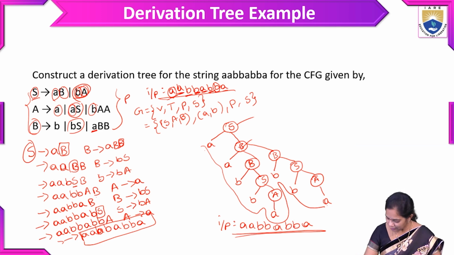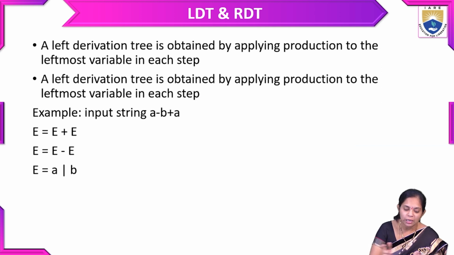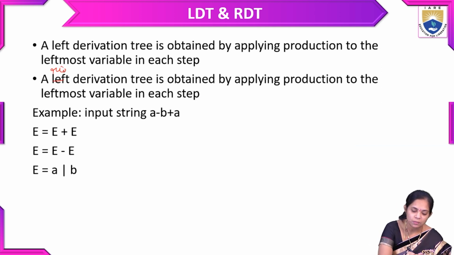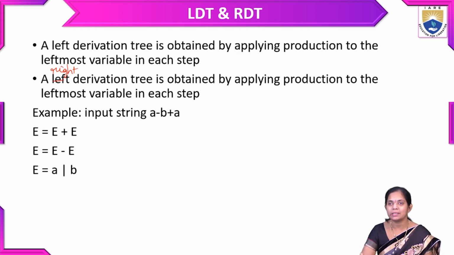Let's discuss the types of derivation tree we have. Here the types are the leftmost derivation tree and the rightmost derivation tree. A leftmost derivation tree is obtained by applying the production to the leftmost variable in each step. So it is equal to the leftmost derivation. After the derivation, we will convert that to a derivation tree.